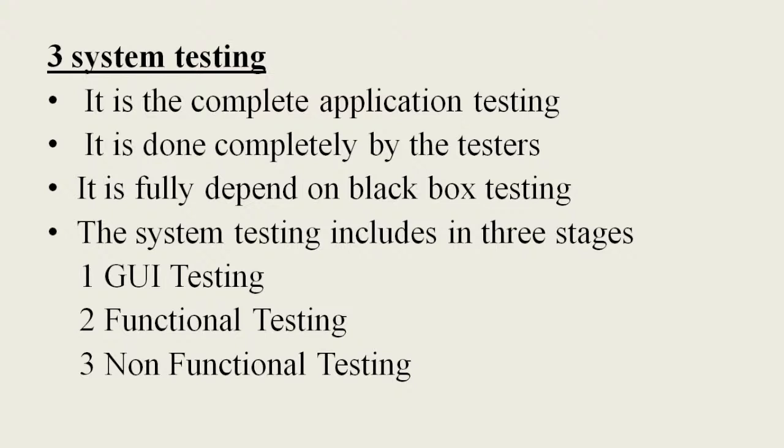System testing is done completely by the testers themselves, but unit testing is done by the developer. Integration testing is done by the developer with the help of the tester, and system testing is completely done by the testers. Unit testing is mainly based on white box testing, integration testing is based on black box testing, and system testing is also mainly based on black box testing.